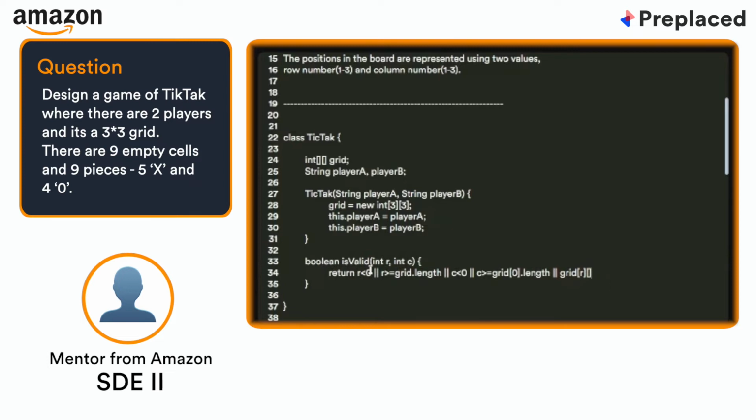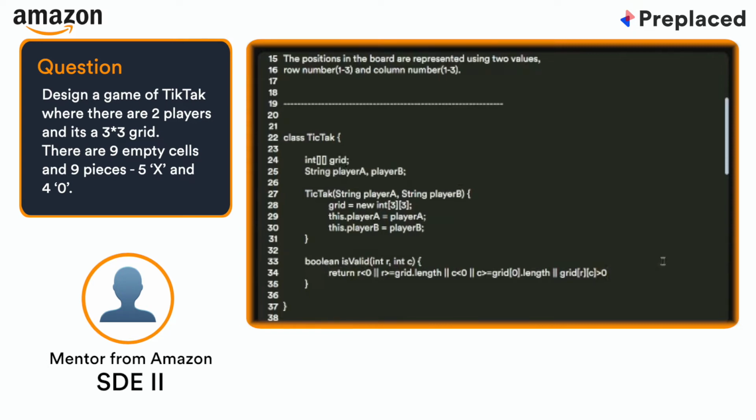I'm checking this particular condition last because at this time I'm pretty much sure that R and C are not out of the range. So if they are not out of the range, I'll be checking if that particular index is greater than 0. Initially I'll be filling my grid with -1 so that I know that there wasn't any player.